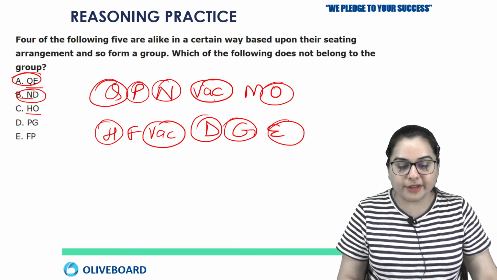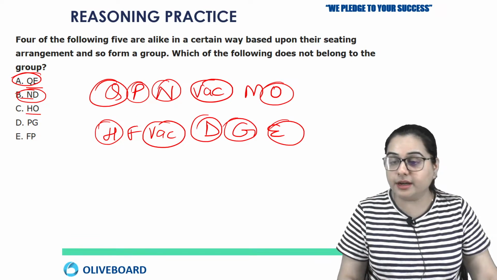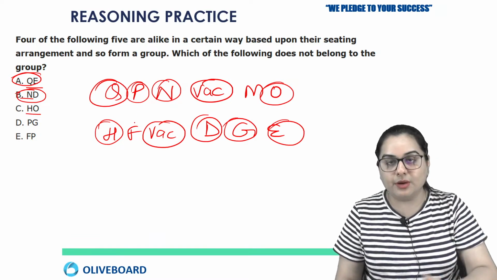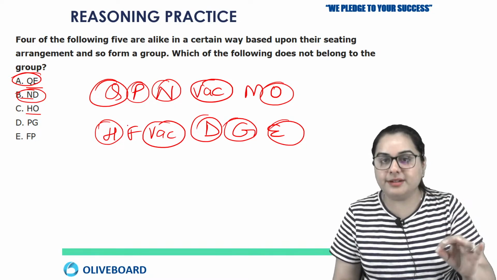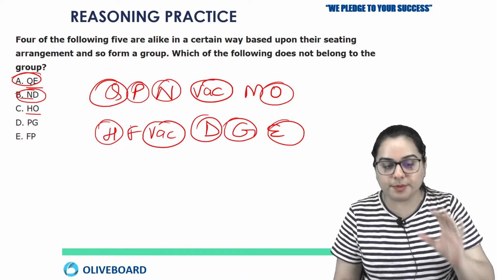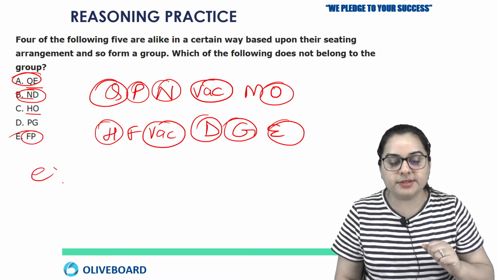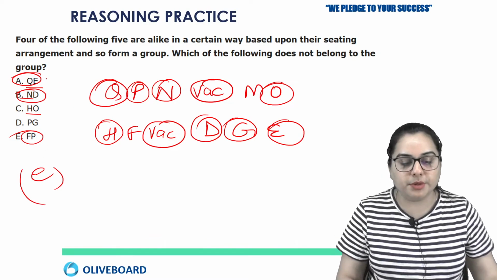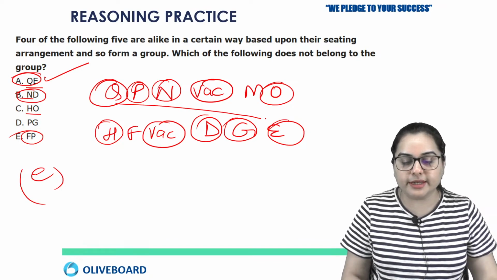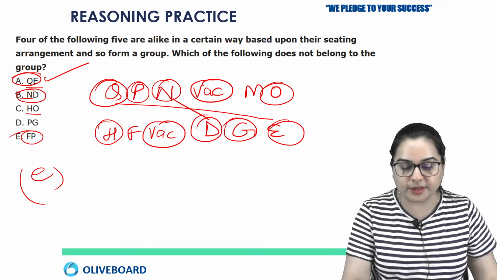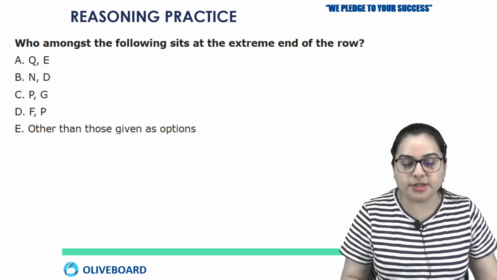Okay, and F and P. Now F and P, they are opposite to each other. All the rest of the pairs are on the same position from the opposite side, but F and P is wrong. It will be option number E. So the answer here will be option number E, because if you check Q and D, it is diagonally opposite. N and D, you can find the same relation. Okay. So the answer here will be option number E.